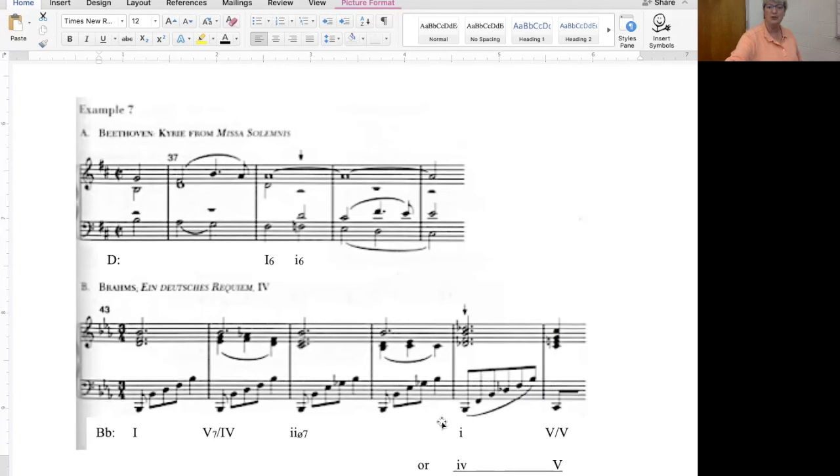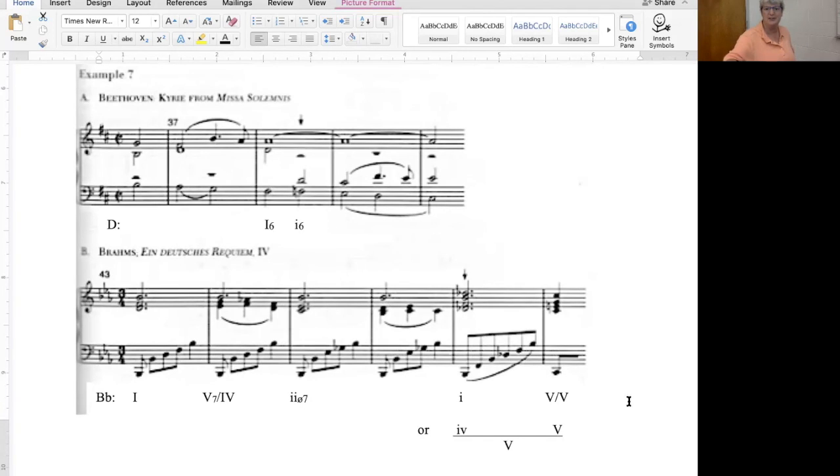So here, the explanation for why we're using modal mixture in this measure is that it would sound weird to go back to using natural notes after we had these measures with G flats in them. It might sound a little sudden to go back and have the D natural.